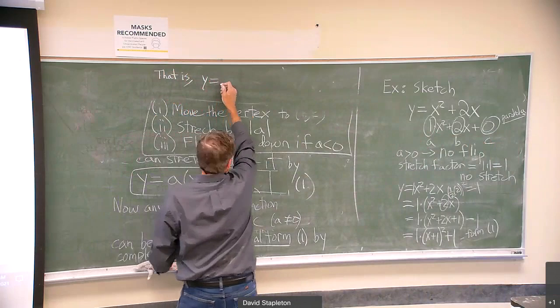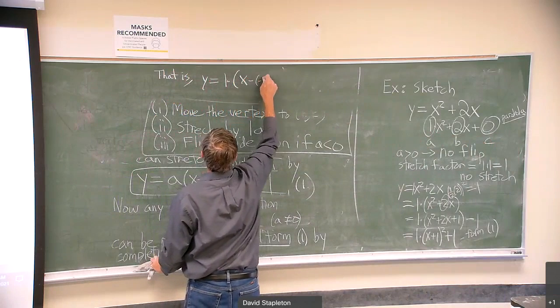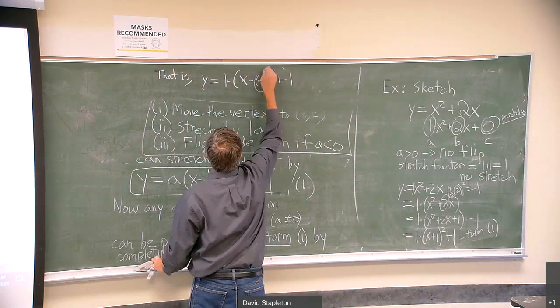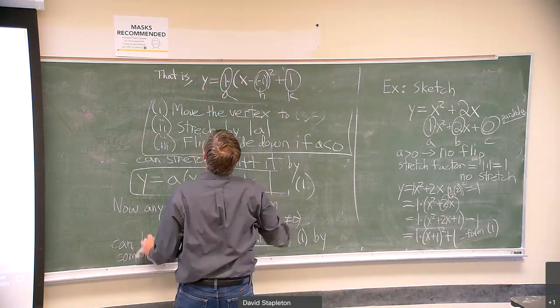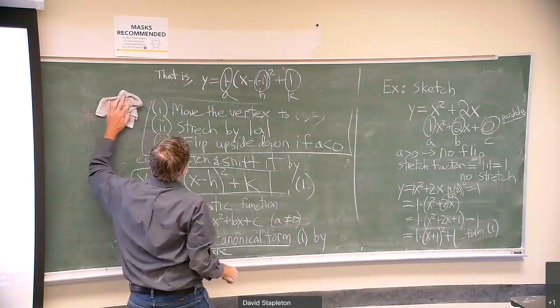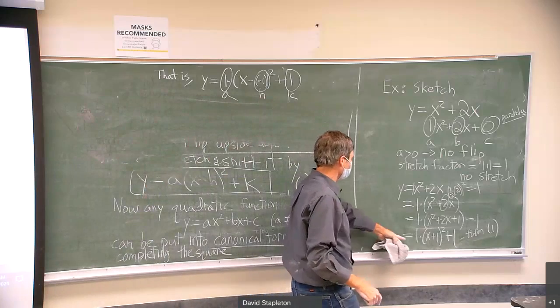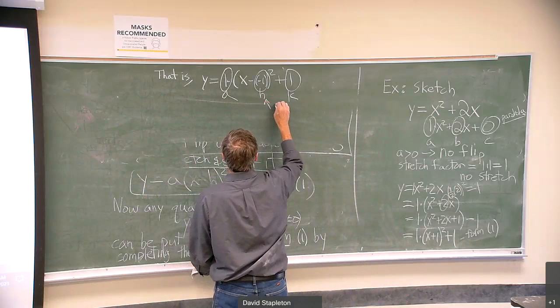Y equals 1 times x minus a minus 1. What else do we write? Squared plus 1. Evidently, h is -1, k is 1, a is 1. And I, by equation 1, deduce that the vertex is at -1, 1.